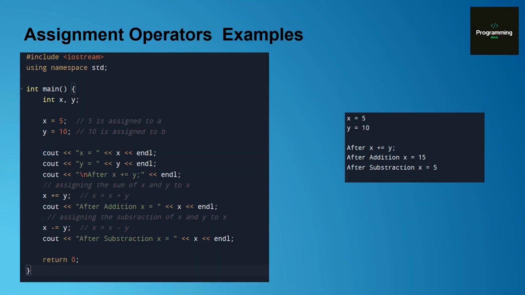If we take an example of assignment operators, you can see on the left-hand side in the code we have the addition and subtraction conditions for x. On the right-hand side you can see the result: the addition gives 15 and the subtraction gives 5. According to this, the others also work.